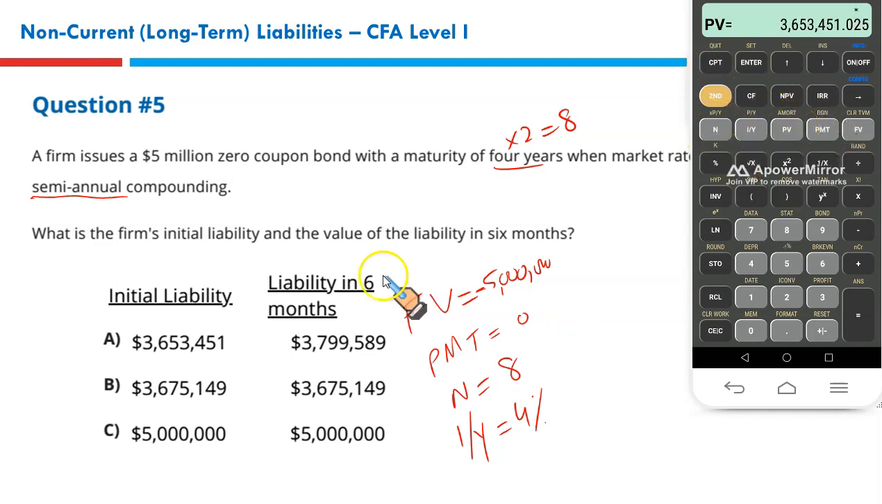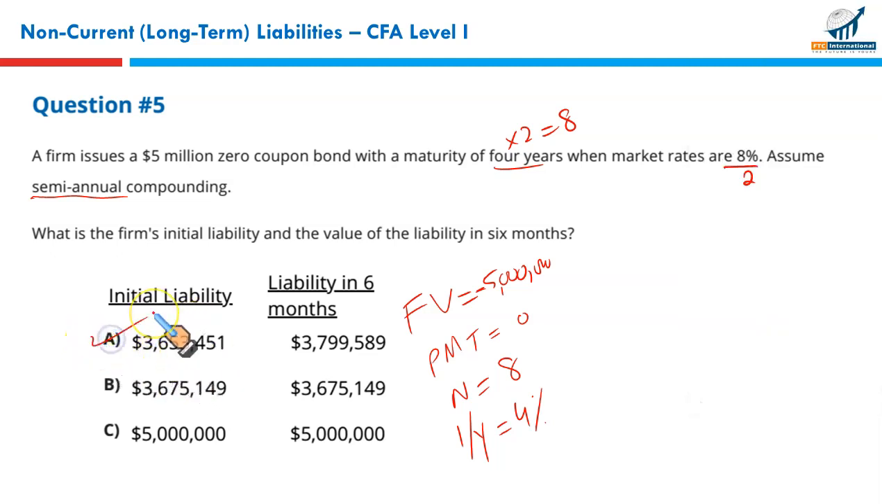See, it is 3653451. This is the initial liability at which you will book the bond. So this is the initial amount at which the liability will be booked. So let us consider this to be our correct option because this is the only option that carries the correct number. Then of course you can click and move on, but we need to calculate the liability after 6 months.